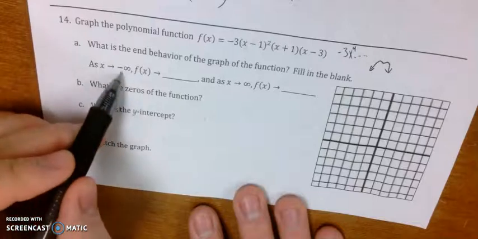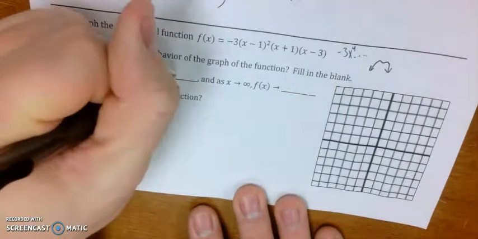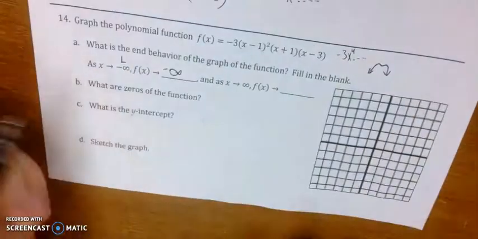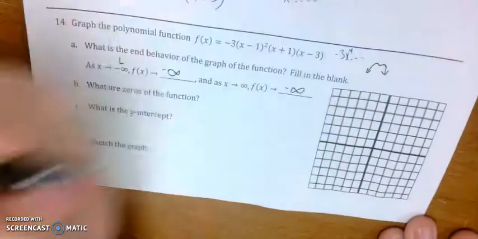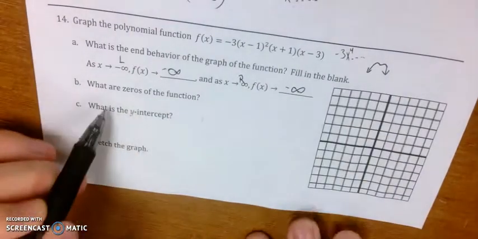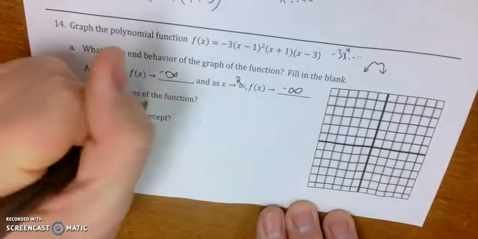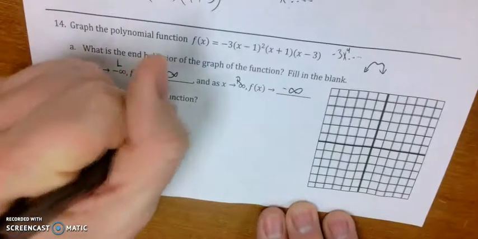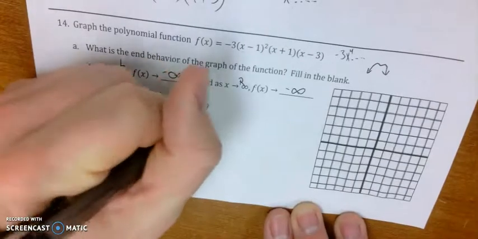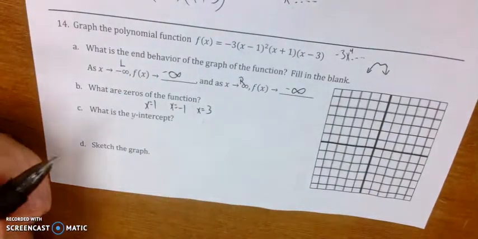So as x is going to negative infinity, aka the left side, my f of x is going to negative infinity as well because it's going down. Same thing for the right side as x goes to positive infinity. What are the zeros of the function? Well, I've got zeros at 1, at -1, and at 3. Remember, if you have a factor, you have an x-intercept. Those go hand in hand.